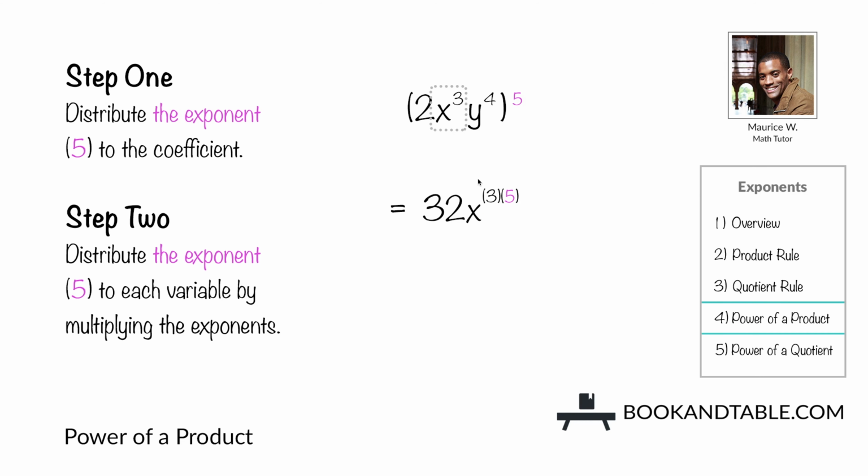Step 2, distribute the exponent 5 to each variable by multiplying the exponents. So you distribute the 5 to the x. So since we have x cubed, that gives us x to the 3 times 5, which is x to the 15th. And you distribute the exponent 5 to the y variable. Y already has an exponent of 4, so that gives us y to the 4 times 5, which is y to the 20th. So that gives us 32, x to the 15th, y to the 20th.